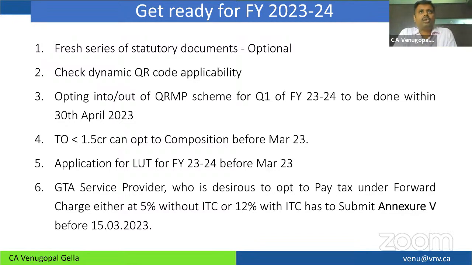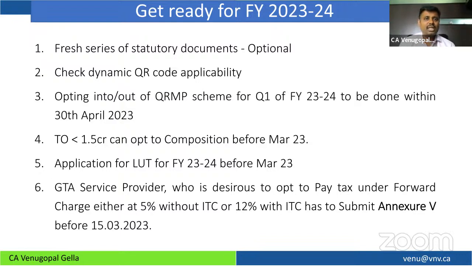And for 500 crores and above, you need to have the dynamic QR code for B2C supplies also. If you're a small trader with less than 5 crores and want to go into the QRMP scheme, you have to do it on a quarterly basis. That means for financial year 23-24, for the first quarter, you have to apply within 30th April.